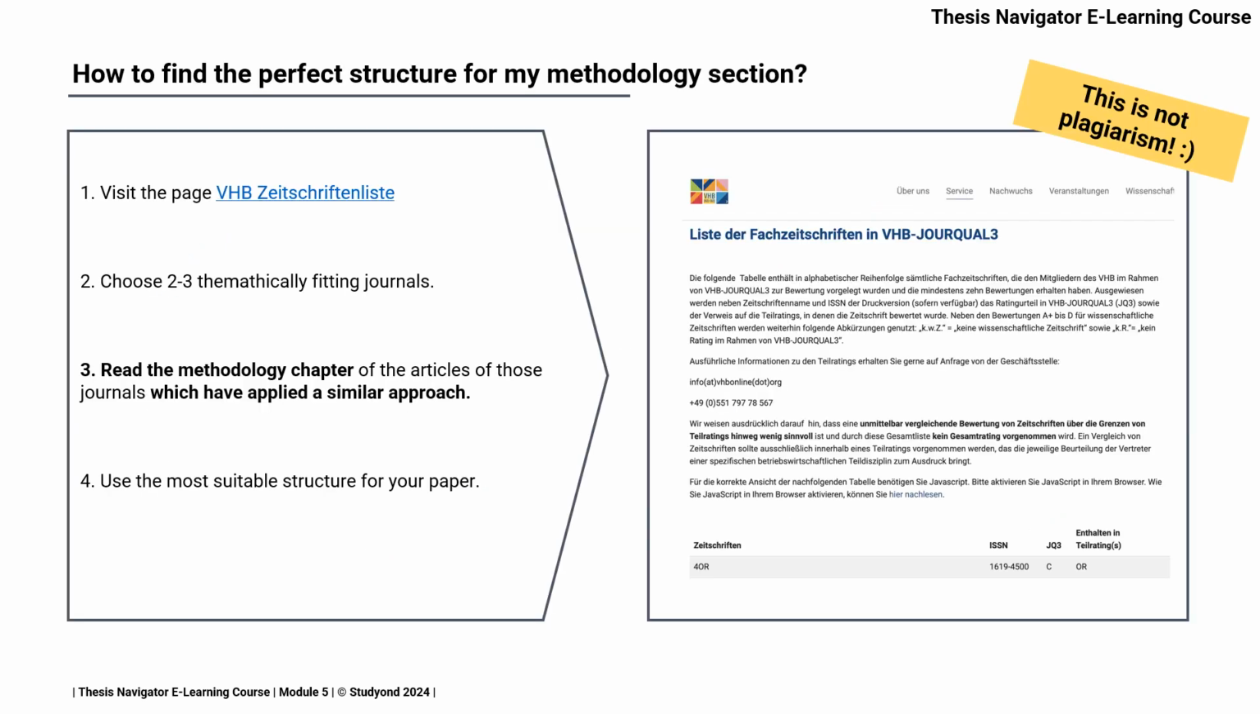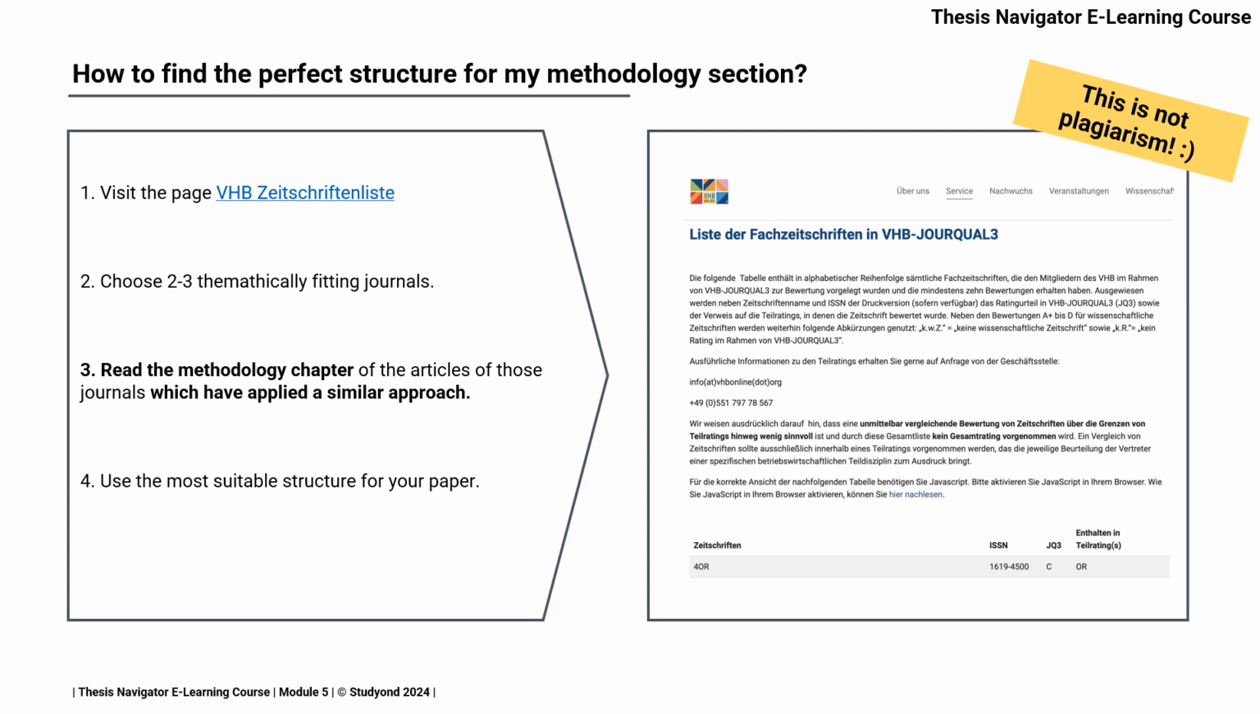As mentioned in the previous video, you can find the ideal structure for the methodology chapter of your bachelor's or master thesis very efficiently by identifying a role model paper. To find one, just follow the following 4 steps. Firstly, visit the website vhbonline.org. Secondly, choose 2 to 3 thematic journals that fit your topic. If you're writing a paper in the field of finance, for example, the European Journal of Finance or the International Journal of Managerial Finance might be suitable.